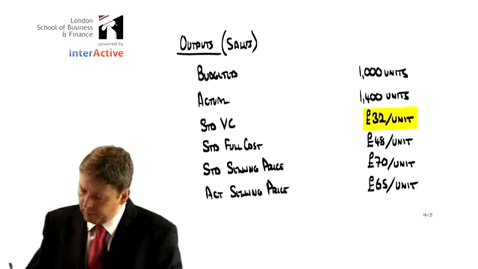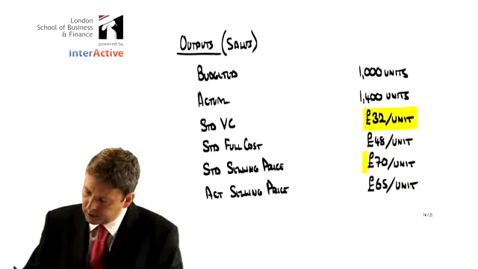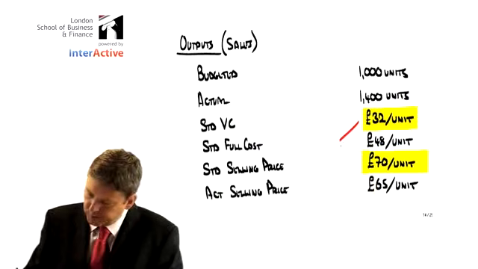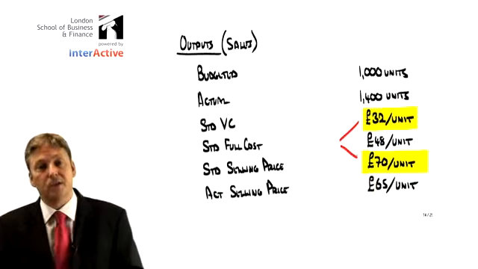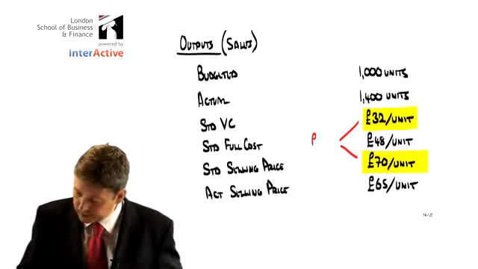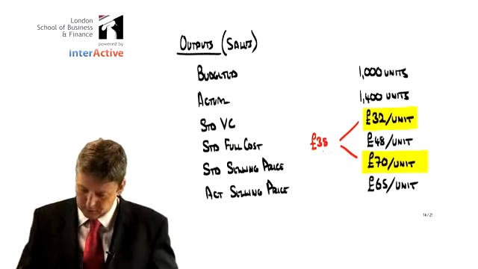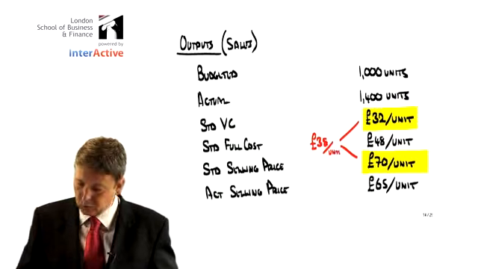If we look back at the numbers, we have our standard variable cost and our standard selling price. The difference between the standard variable cost and the standard selling price is £38. That is what we would use.